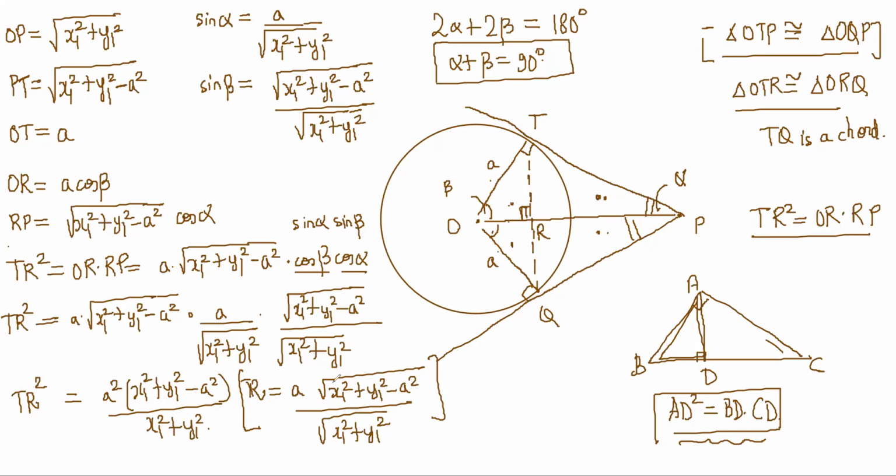So you got TR and then 2TR is equal to TQ, right? The length of chord of contact is 2 times TR, where TR by a is equal to sine beta. So TR is equal to a sine beta. So TQ is equal to 2a sine beta, right? Which can also be written as 2a cos alpha.